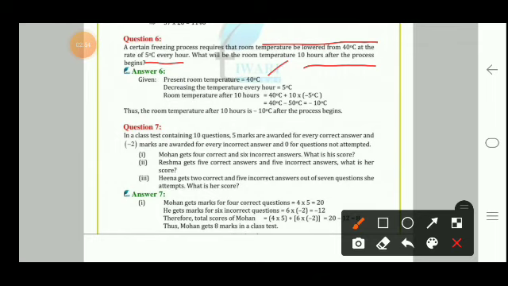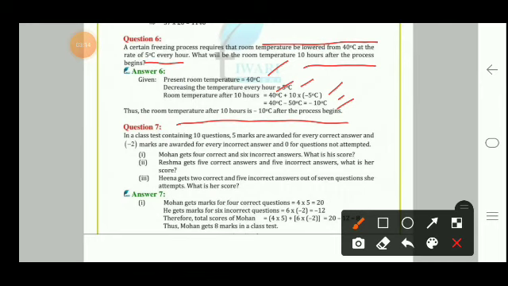So at the start the room temperature is 40. The temperature is decreasing at a rate of minus 5 degrees Celsius, so the room temperature after 10 hours will be 40 plus 10 into minus 5. Why minus 5? Because it is decreasing. So 40 plus minus 50, that is minus 10 degrees Celsius. It means after 10 hours the temperature of the room will be minus 10 degrees Celsius.